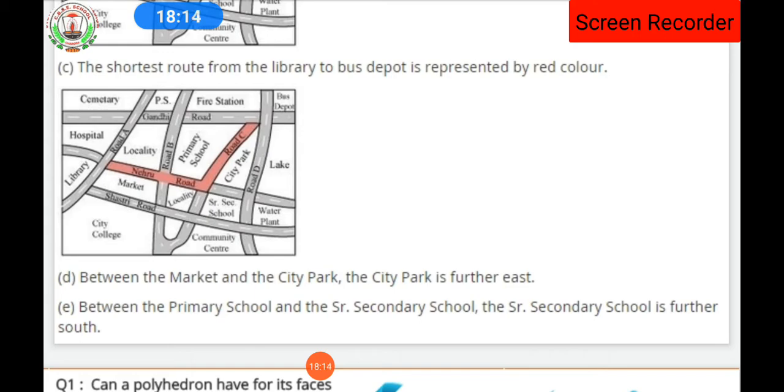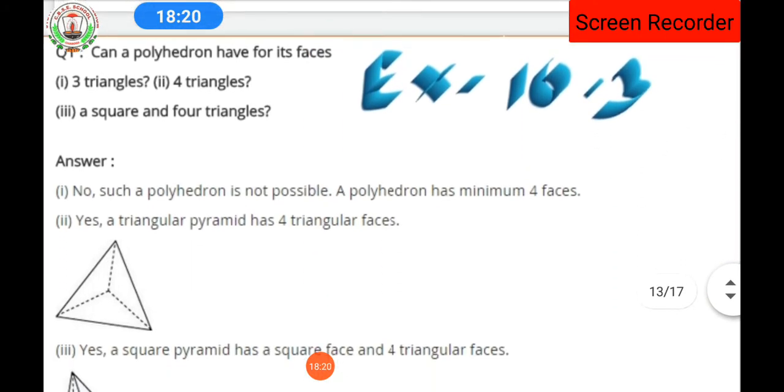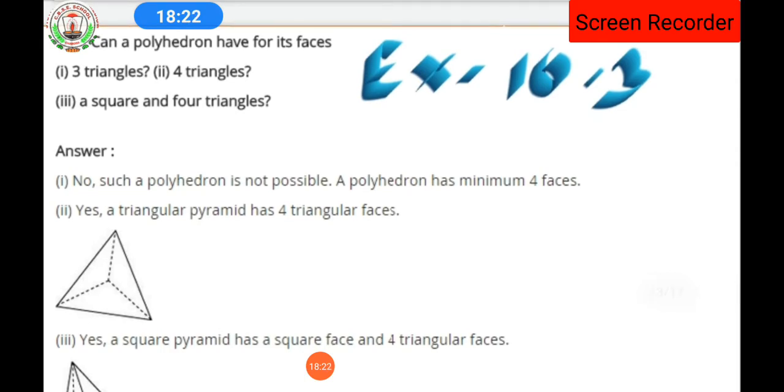So that project we will do as an activity. Now moving toward the next exercise, which is the last exercise of this lesson, exercise 10.3. The first question is: can a polyhedron have 4 faces? Given are 3 triangles, 4 triangles, and a square and 4 triangles.